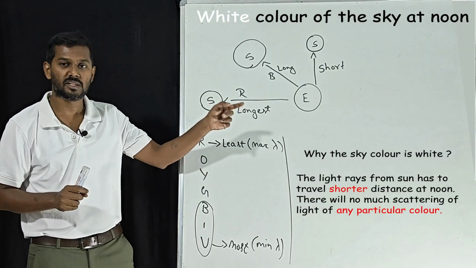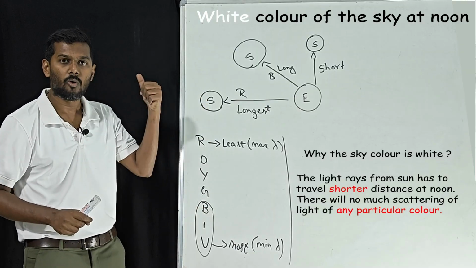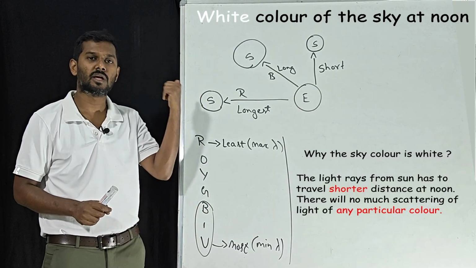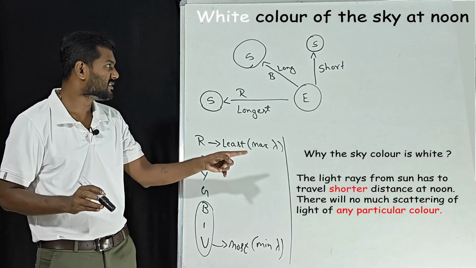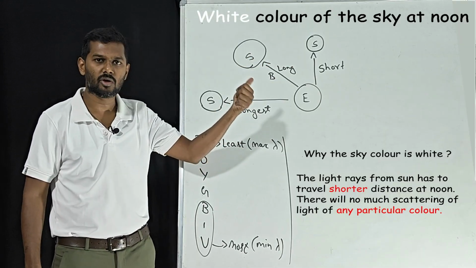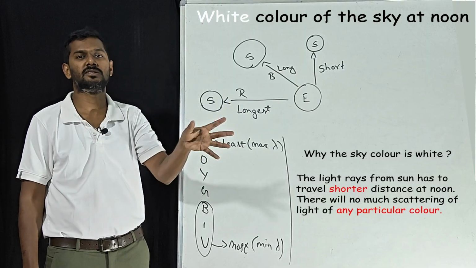So how do we write the answer in the exam? What is the question? Why is the sky color sometimes white? The answer is very simple. The distance between the sun and the earth, everything. For all the conditions, I have to start from the distance only.